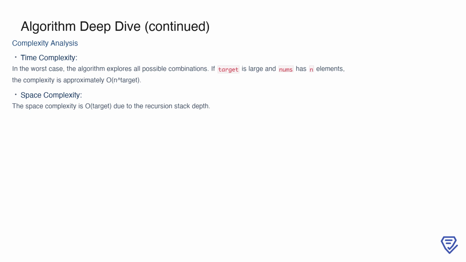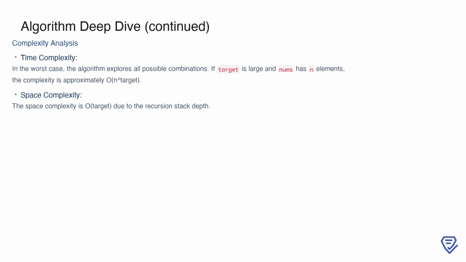Finally, let's analyze the complexity of this approach. The time complexity depends on the number of paths the algorithm explores. In the worst case, if target is large and the array nums contains n elements, the algorithm examines all possible combinations, leading to a time complexity of approximately n^target. This exponential growth reflects the exhaustive nature of backtracking.